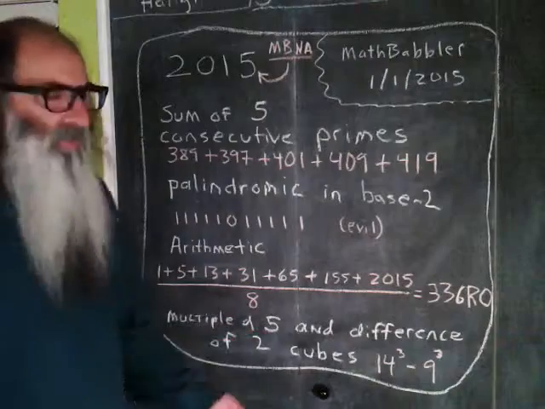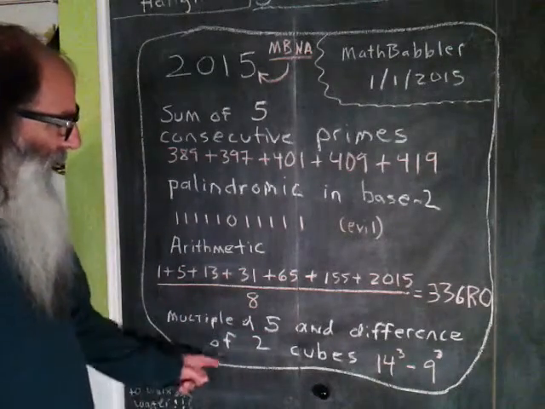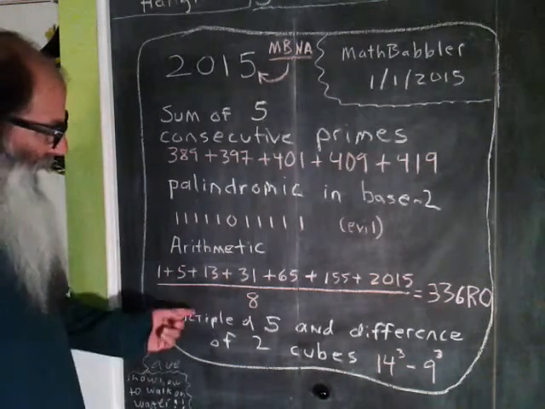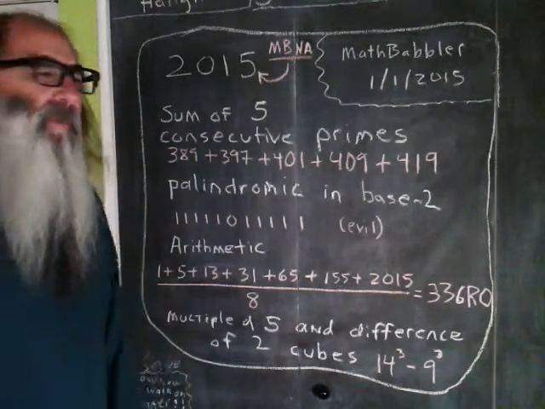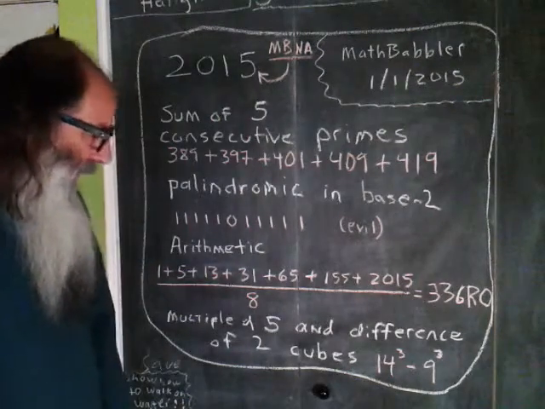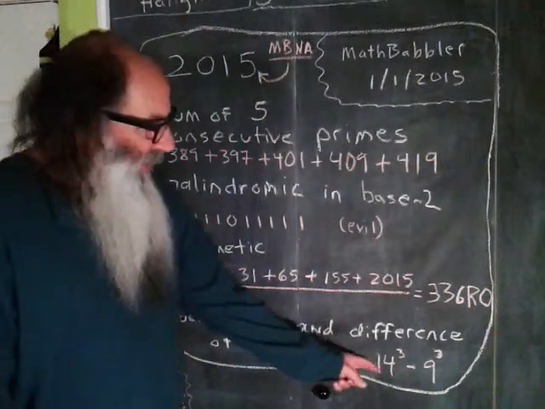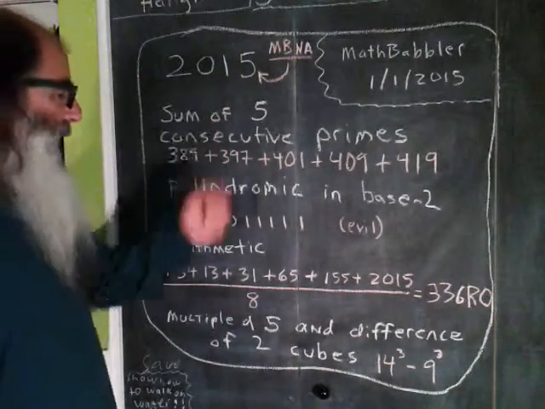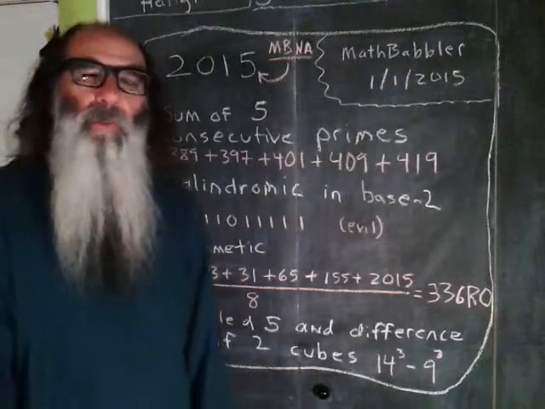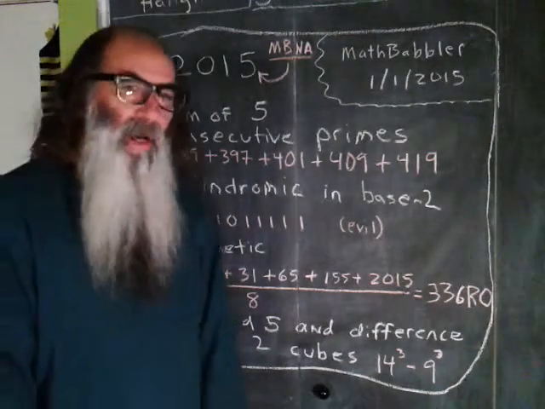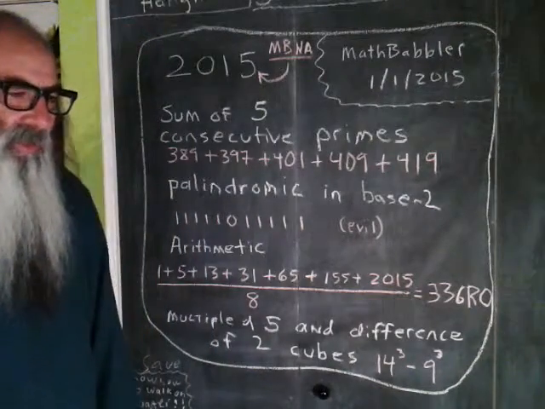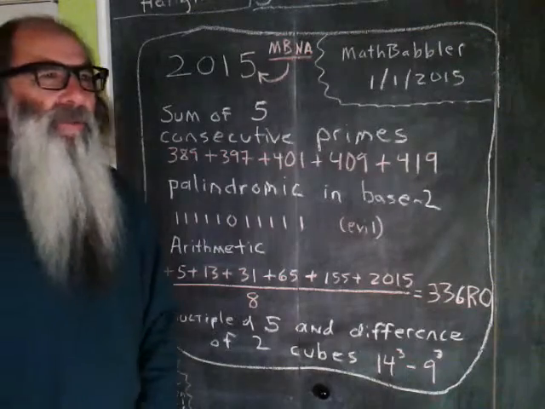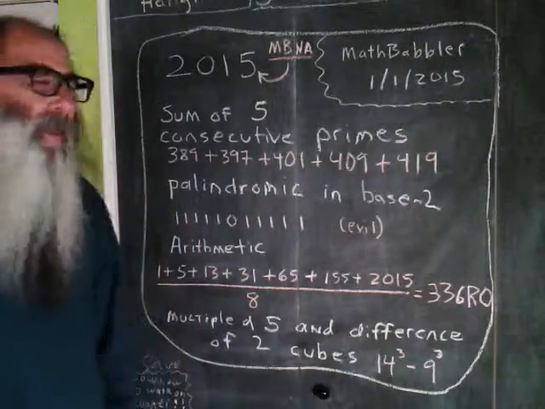for numbers that are multiples of 5 and the difference of 2 cubes. 2015 is a multiple of 5; 5 evenly divides into 2015. And it turns out that 14 cubed minus 9 cubed equals 2015. Therefore, 2015 is in this particular integer sequence defined on the OEIS, the Online Encyclopedia of Integer Sequences.